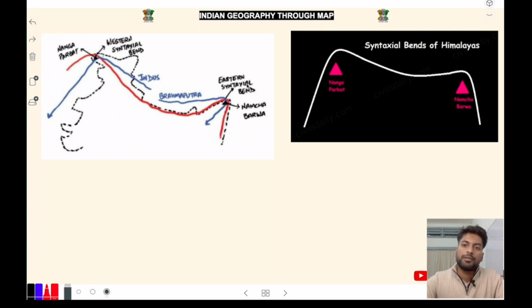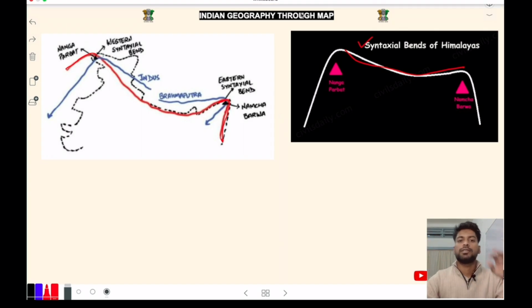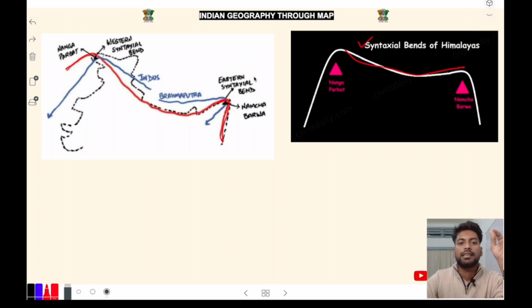Okay, now you have to know one thing. See, Himalaya has a syntaxial bend, right? Himalaya goes like this, and after coming to your Arunachal Pradesh, takes a sharp bend, okay? The syntaxial bend is like this. This is called your syntaxial bend. So Himalaya is like this, with the syntaxial bend. Okay, so in the exam you can see.